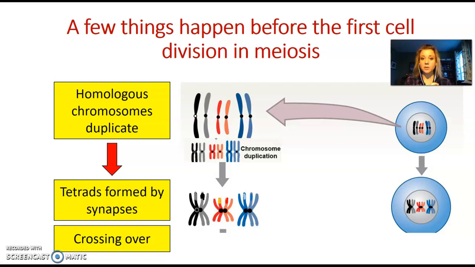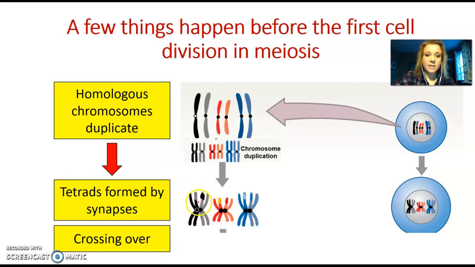And then a phenomenon called crossing over happens, where you get 1 piece from one of the sister chromatids switching places with a piece of an adjacent sister chromatid. And so that's what I'm showing you here in this diagram.